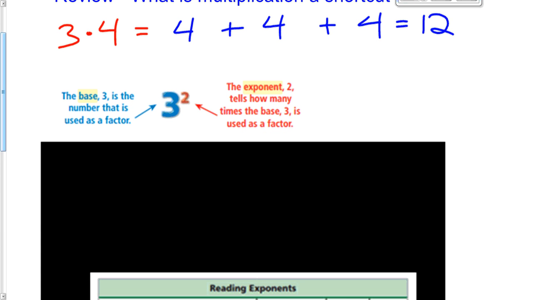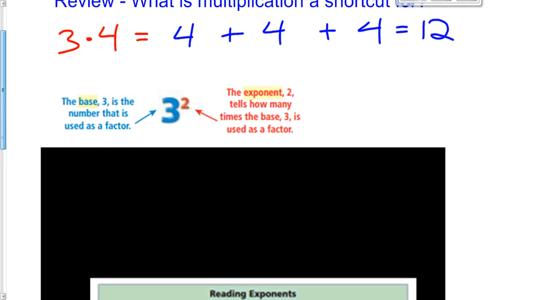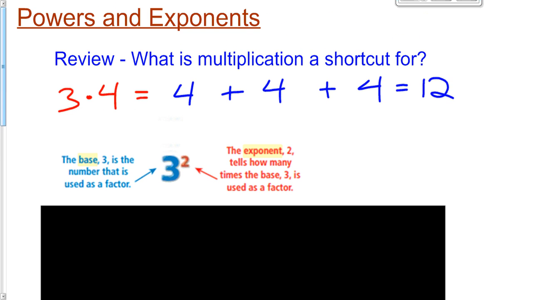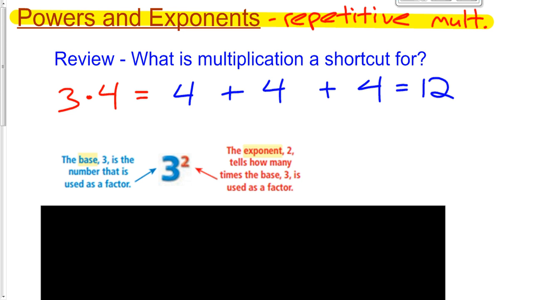All right, so basically what powers and exponents are, then, is a shortcut for, actually, let's go back up here. It's repetitive multiplication. Repetitive multiplication. That's the main definition, or what I want you to think of when you hear powers and exponents. So, taking something and raising it to a power is the same thing as an exponent.